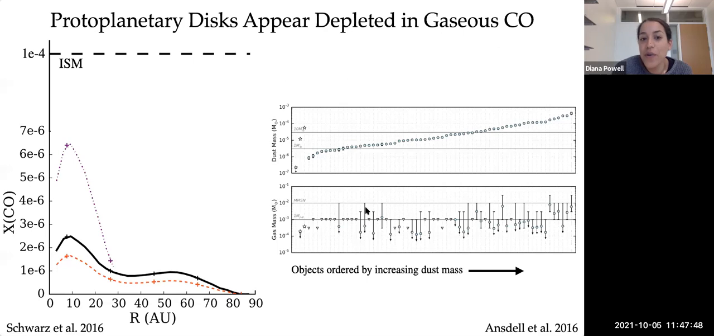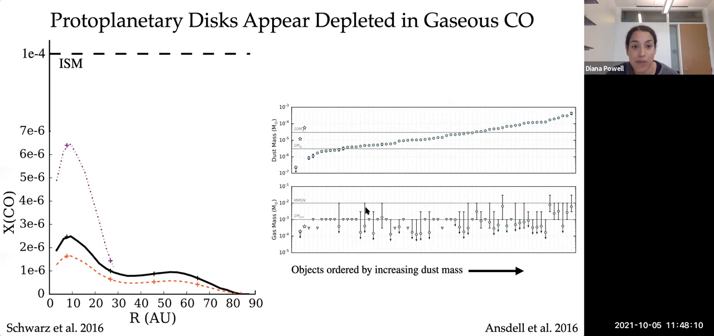Okay, so it's not just my modeling that indicates that CO is depleted in disks. On the left here, I'm showing the CO abundance in the disk TW Hydrae as a function of radius, as compared to the abundance that we would expect from observations of the interstellar medium. So you can see that CO gas appears to be significantly depleted.